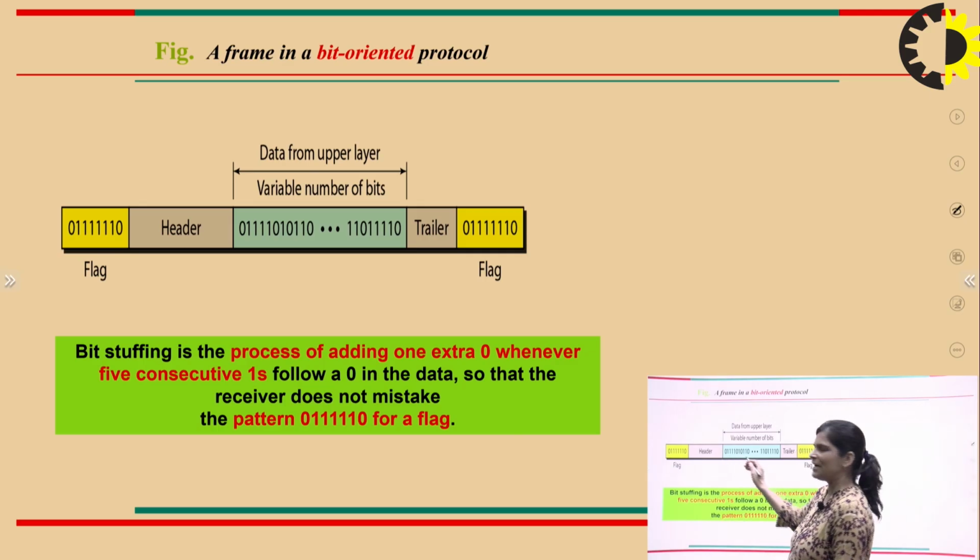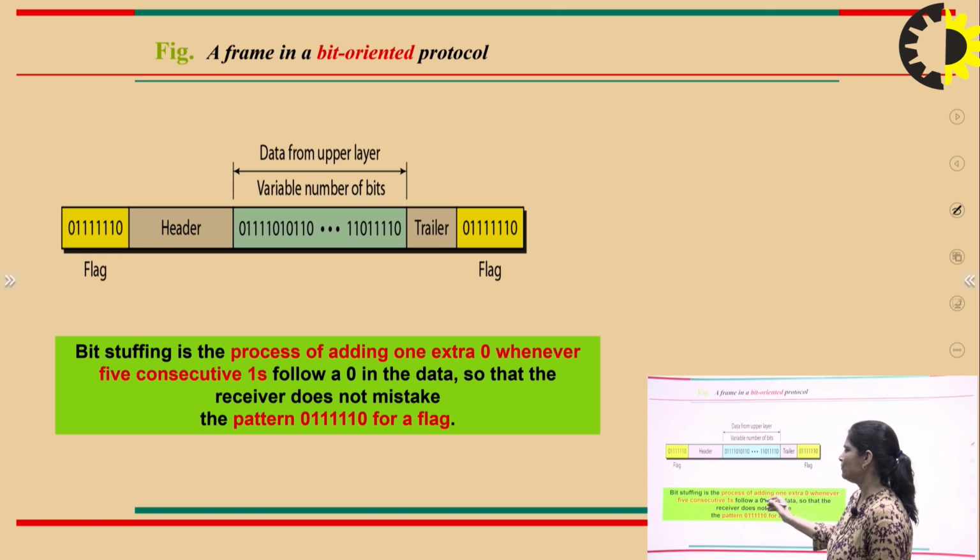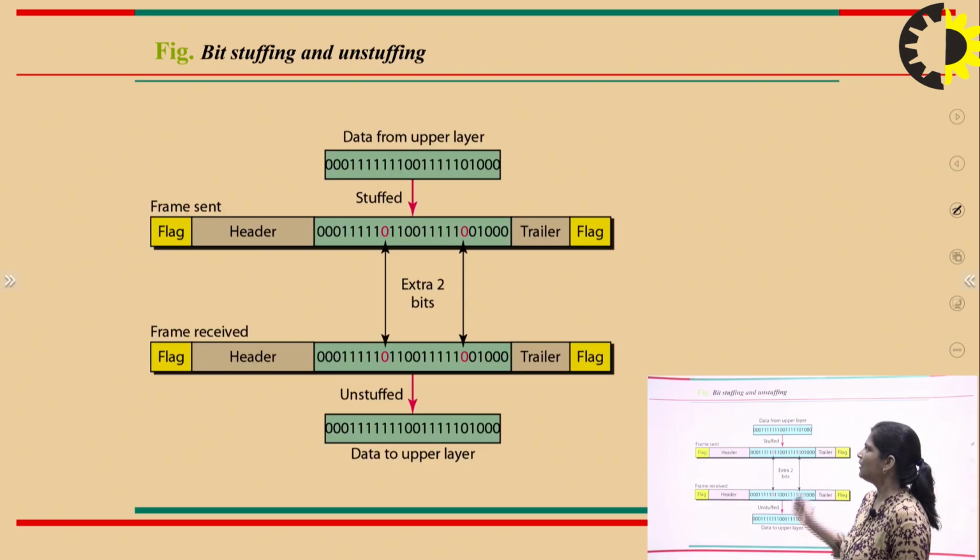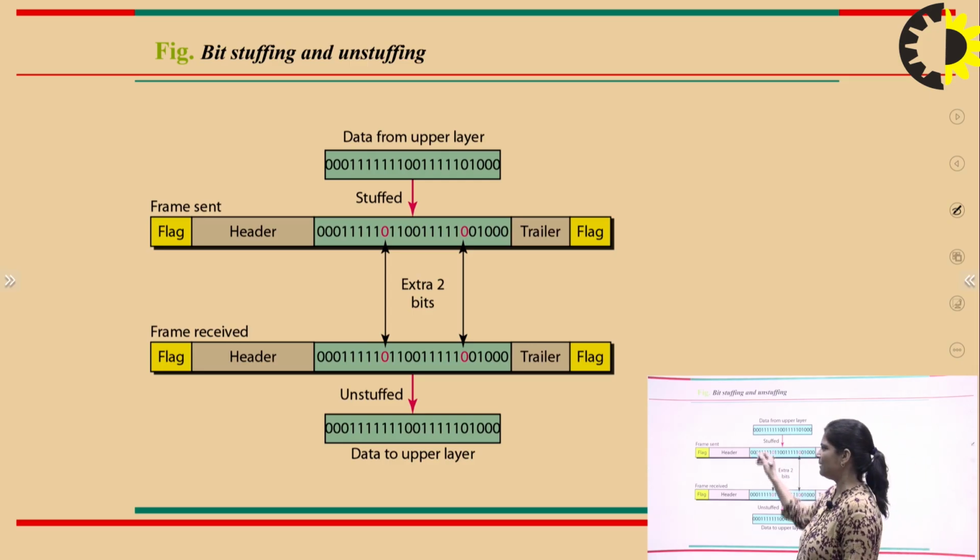When we get 5 consecutive ones, we have to add one extra 0 in the data, so that the receiver does not mistake the pattern for a flag. Now here is bit stuffing and unstuffing. This is a frame, and this is the data coming from the upper side.